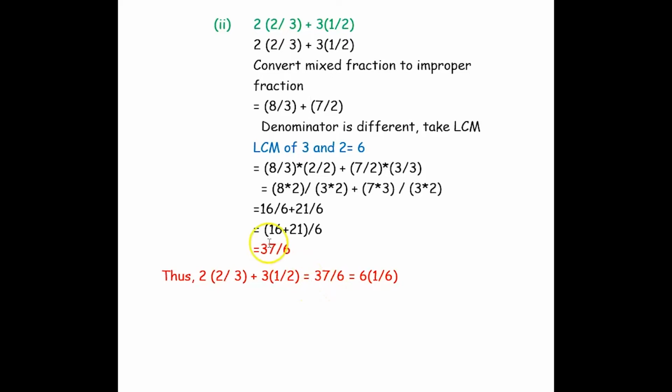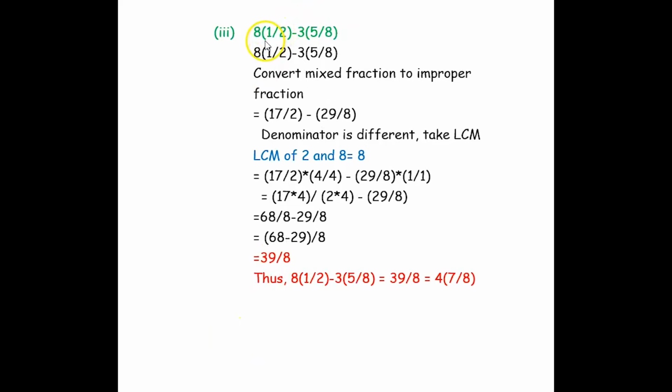So now since our given fraction is a mixed fraction, we can convert this 37 divided by 6 into a mixed fraction number. That is 6 1 divided by 6. If you see here, 6 times 6 is 36 plus 1 is 37 divided by 6. We'll get the same answer.